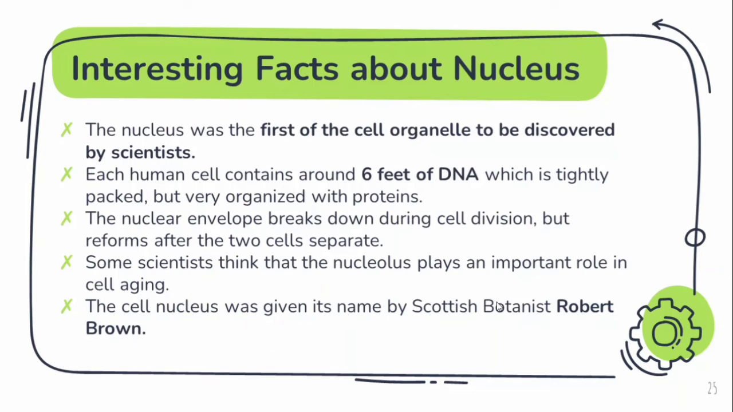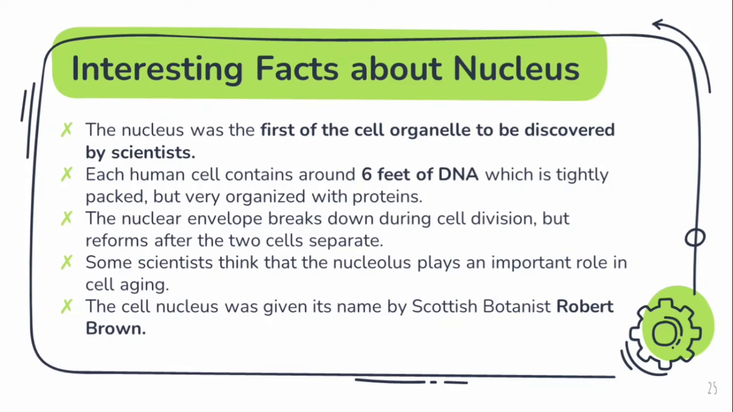And now we are on the last part of our discussion, which is the interesting facts about the nucleus. The nucleus was the first of the cell organelles to be discovered by scientists. Each human cell contains around 6 feet of DNA, which is tightly packed but very organized with proteins. The nuclear envelope breaks down during cell division, but reforms after the two cells separate.